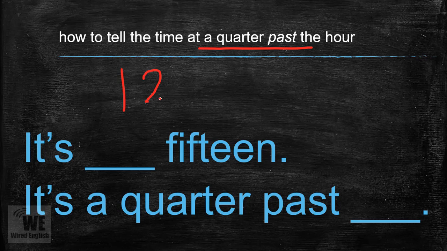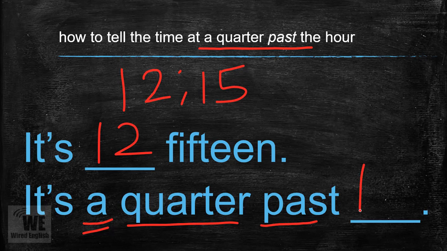All right. Now, how do you tell time at a quarter past the hour? So we're talking about something like this now. So the easy way is to just say it's 12:15. But the other way to say it is it's a quarter past 12. Okay? And remember, for quarter, you must say a. Okay? A quarter past 12.